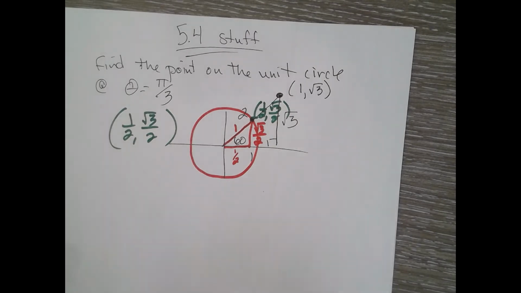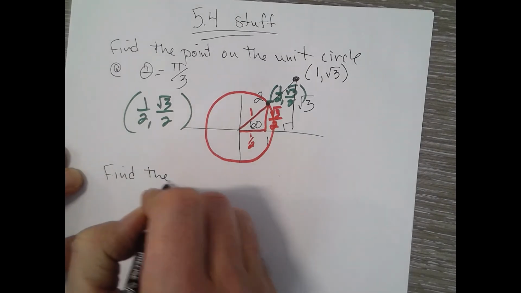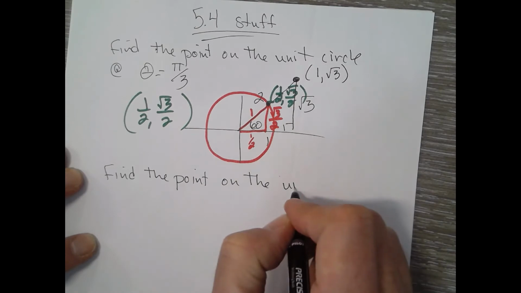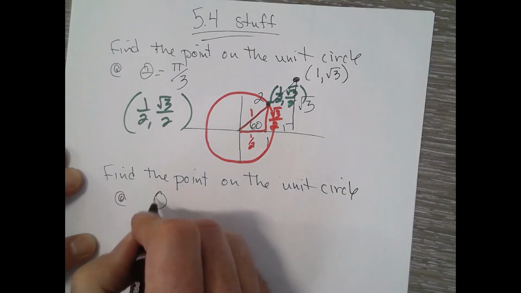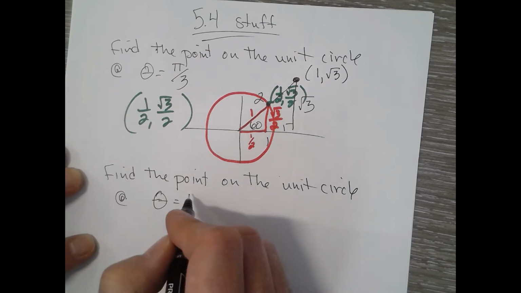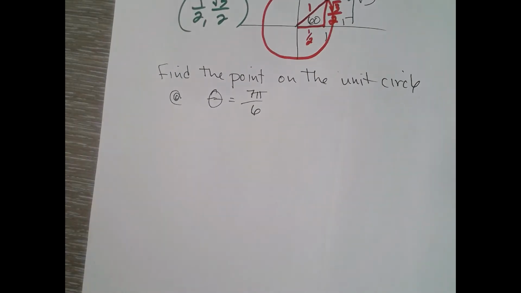Let's try another one. Same question. Find the point on the unit circle at theta equals 7 pi over 6. Find the point on the unit circle at 7 pi over 6. Draw the triangle, see if you can figure it out. Remember, the hypotenuse has to be 1.